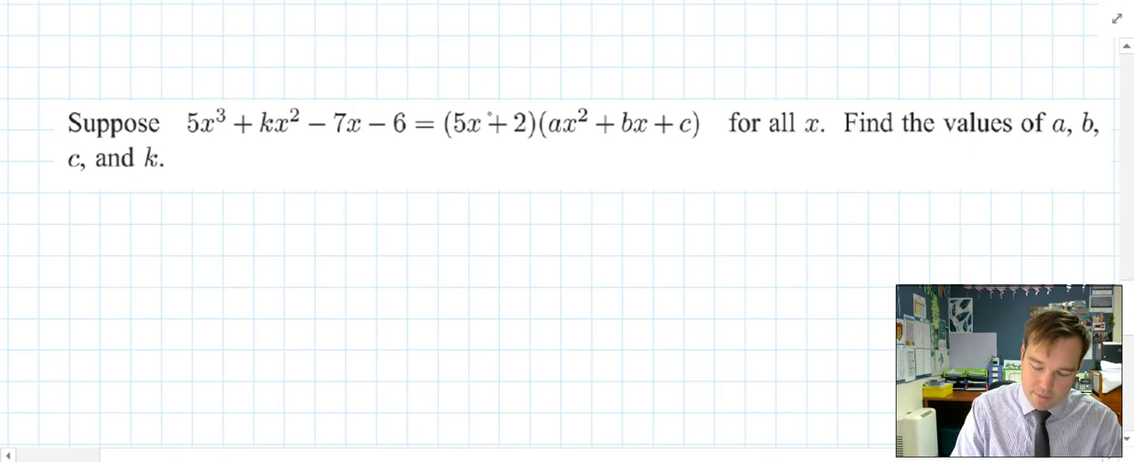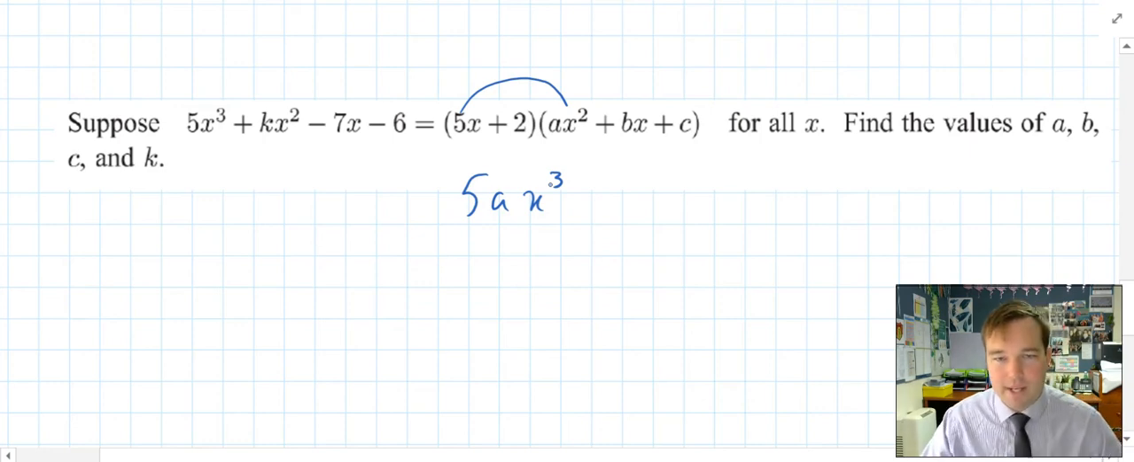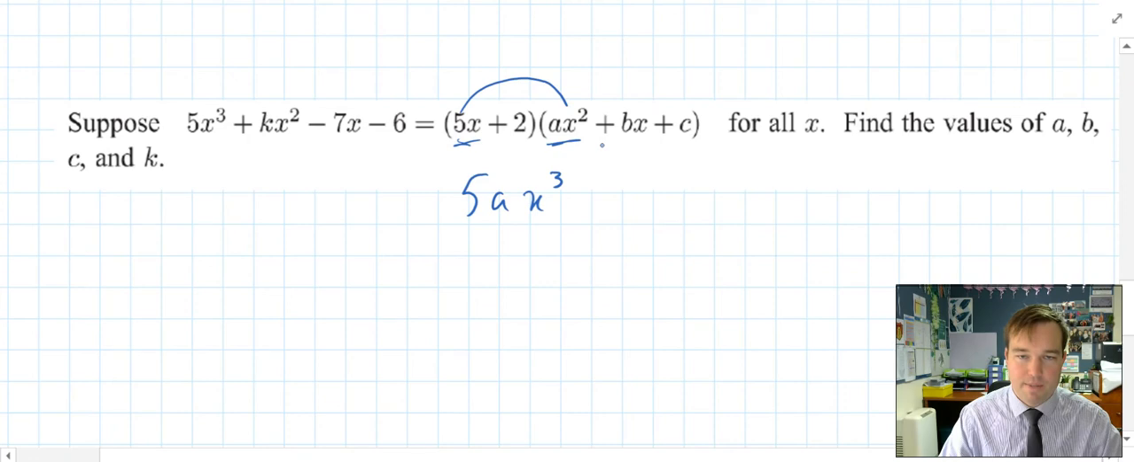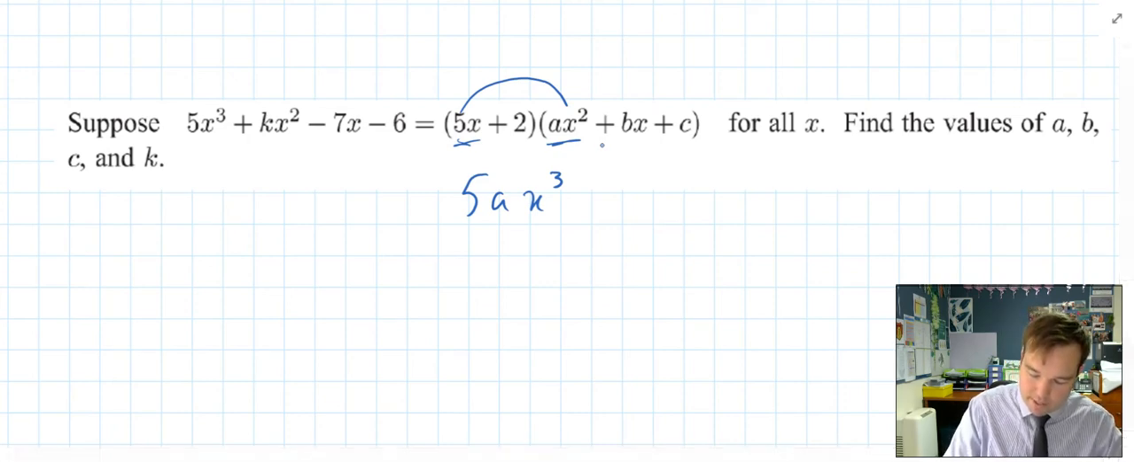And that normally comes from imagining how this expansion would go. So if we were going to expand this out, we would expand that out, and that would get us 5ax cubed. And that's the only way we would get an x cubed term, is by doing the x term here multiplied by the x squared term. That's the only x cubed term that's coming out of this expansion. Therefore, we can say that a equals 1, because it must be equal to the 5 there is 5a.